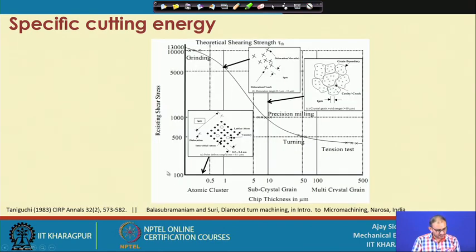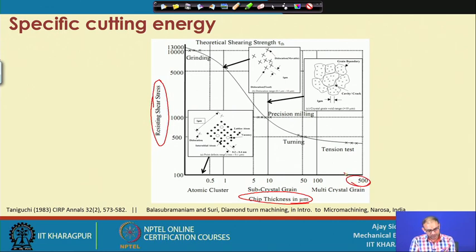Now, let us see this particular diagram where the uncut chip thickness is given on the x axis. So, this is the chip thickness, and here the resisting shear stress is given. Now how does this happen? If you consider your chip thickness in the 100s of microns, what we generally do is tensile testing: we prepare a tensile test specimen, then you do biaxial testing, and then you can understand how failure occurs.